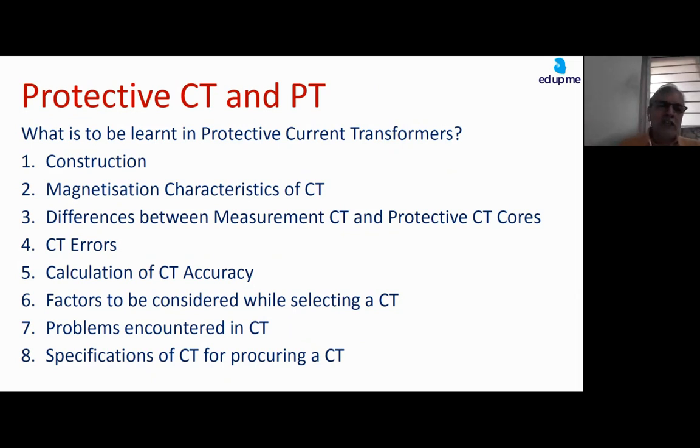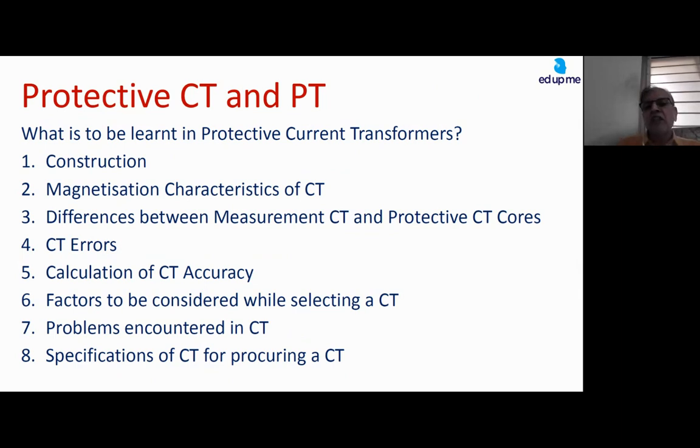What all you have to learn is construction of CT, magnetizing characteristics of CT, very important. Magnetization characteristics are done as an experiment in engineering institutions, but I have seen that very rarely do the students know the magnitude of importance of that magnetizing characteristic. Magnetizing characteristic is an X-ray of CT. You can know everything about CT, 1 to 10, using the simple magnetization characteristic, right? But very rarely do those who are working in the industries know that it is an X-ray for CT.